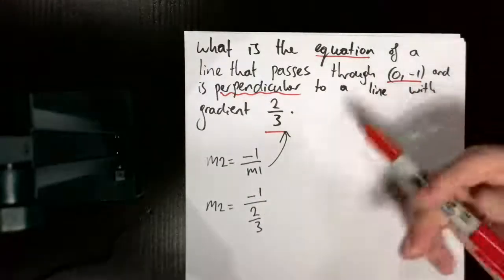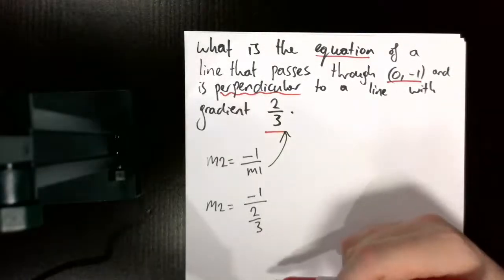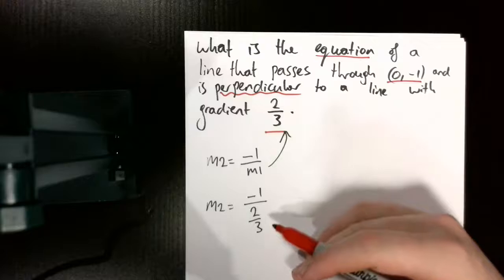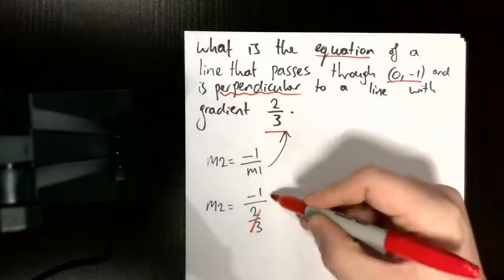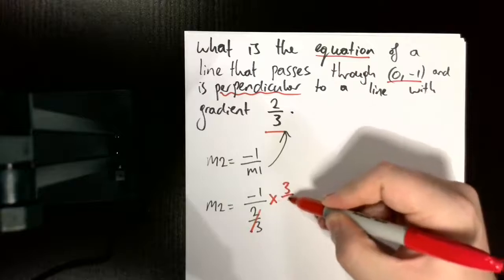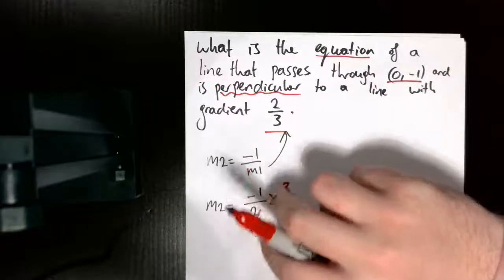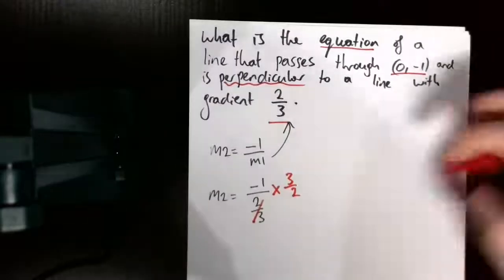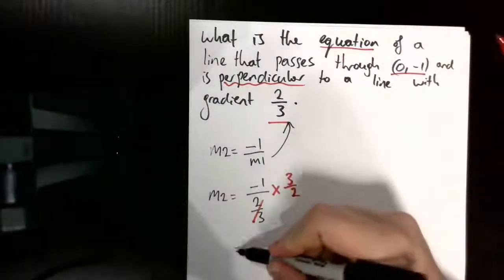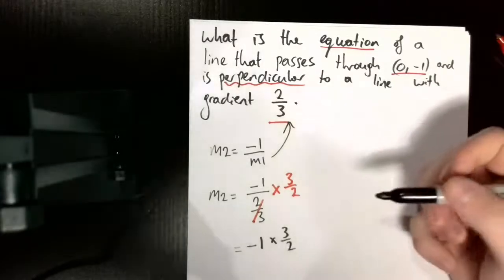Now, earlier on in the year we taught you about dividing by a fraction, and how we can't actually do it. So what we have to do is cross it out and multiply by the reciprocal. The reciprocal is just the bottom fraction flipped over on top of itself. So our gradient will look something like this: -1 times 3 over 2.